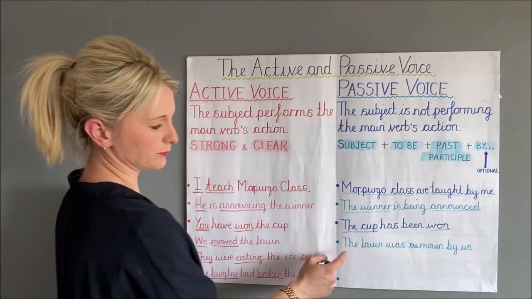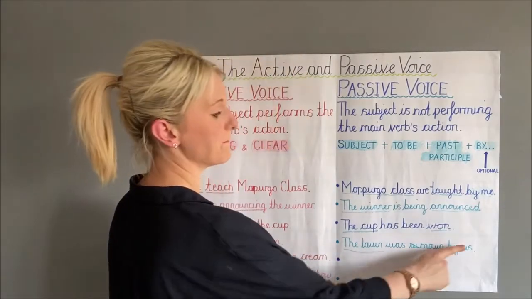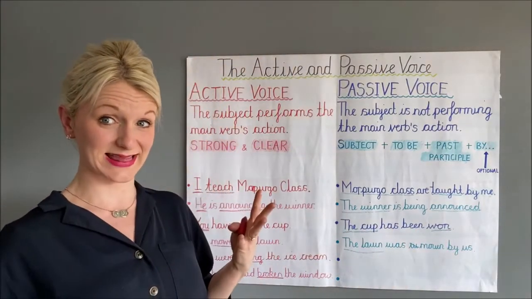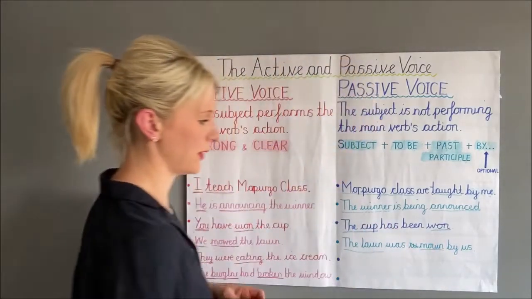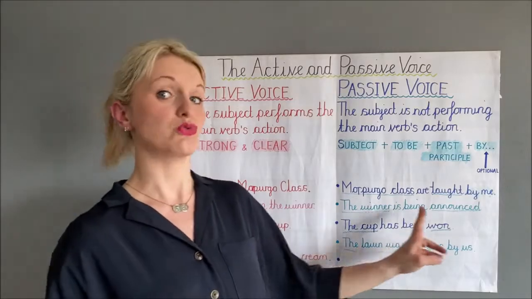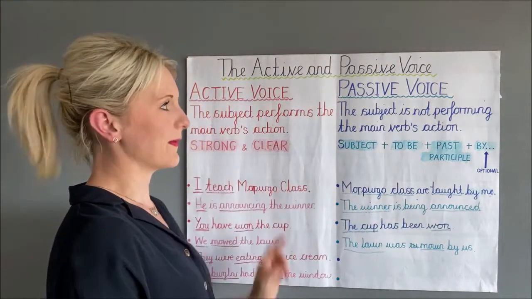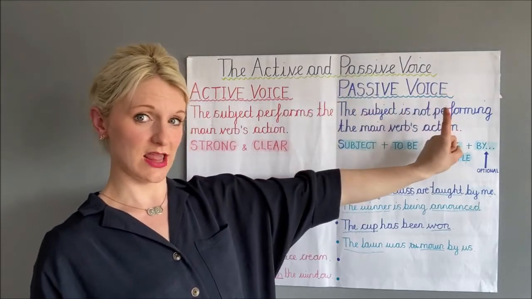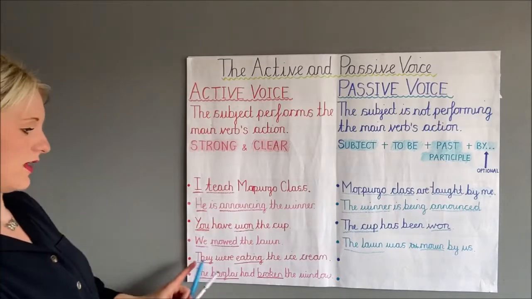We've got this next one, the lawn, which is our subject. The lawn was mown by us. Now, the main thing that's happened in that sentence is the mowing. So that is our main verb. But it wasn't the lawn who did the mowing. It had the mowing done to it. So that means that this sentence, again, has been written in the passive voice. Now, I'm just going to give you two more examples of this using these ones over here.